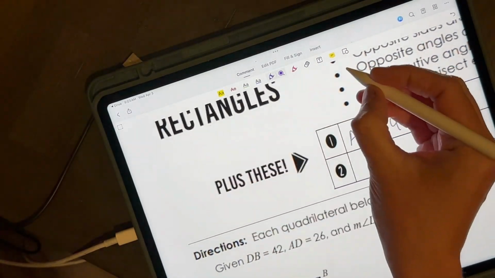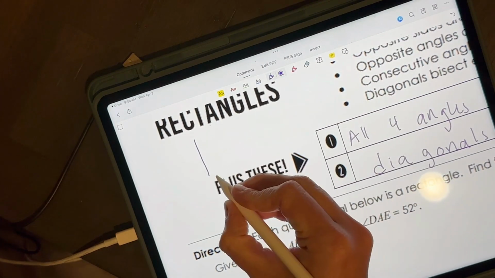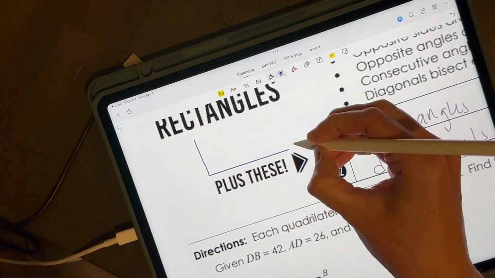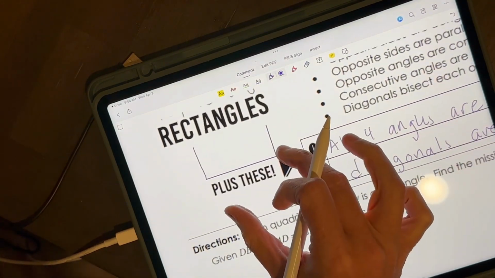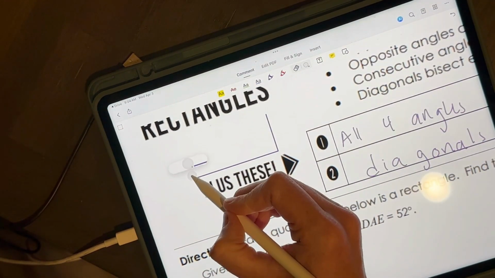What I mean by this, hopefully I can draw an okay rectangle. Okay, let's go up here. Already looking a little rough, but we're trying. Let me erase this line. I don't like this line. Okay.